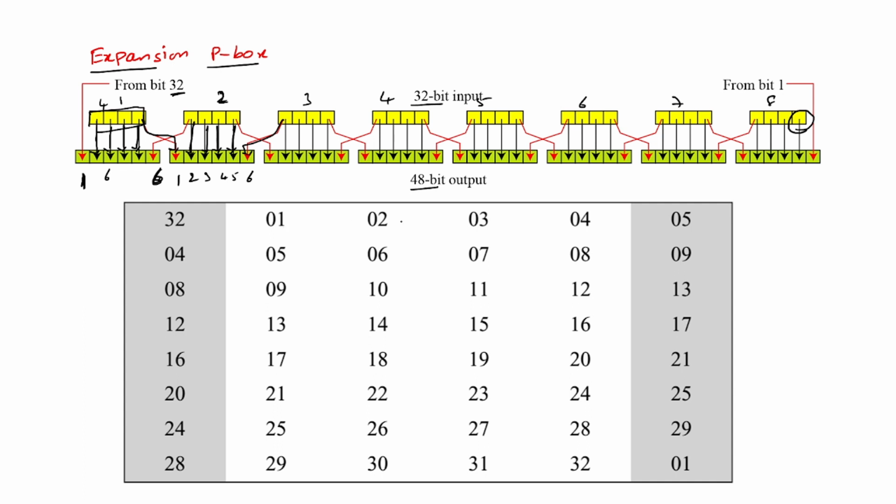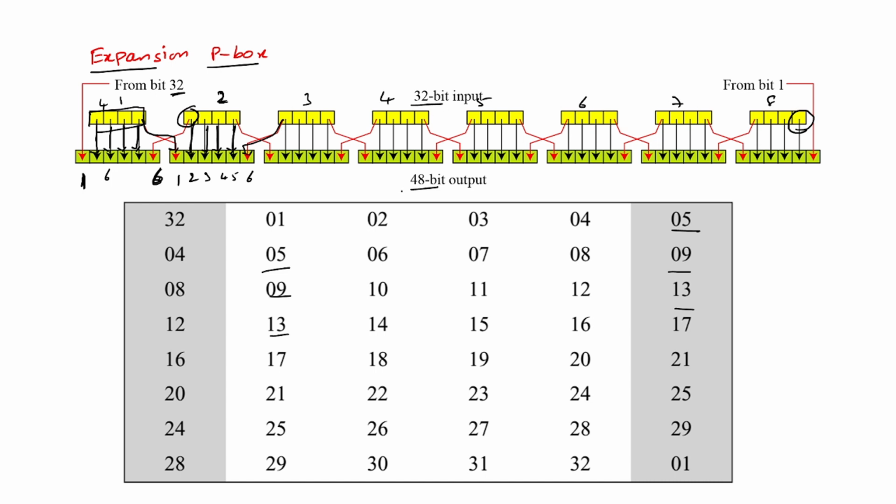1, 2, 3, 4, 5th bit. So we have the 5th bit 2 times, the 9th bit 2 times, the 13th bit 2 times. So this is the expansion P box. 32 bits will become 48 bits.